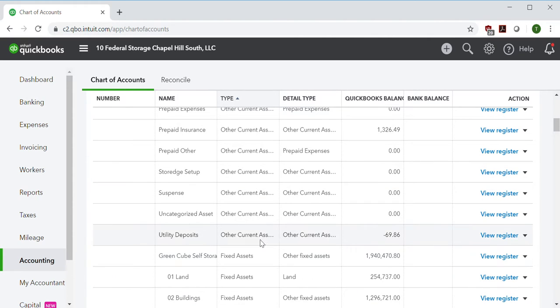This one we need to fix is a utility deposit with a negative number. Can somebody write that down, please? So I don't have a piece of paper with me. Thank you. This is check income.